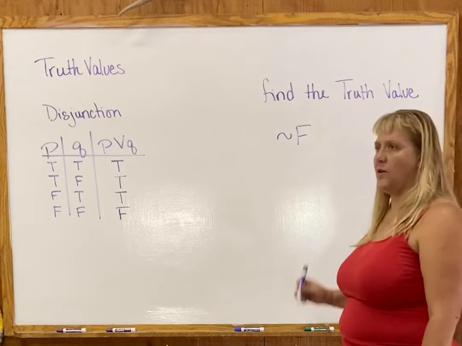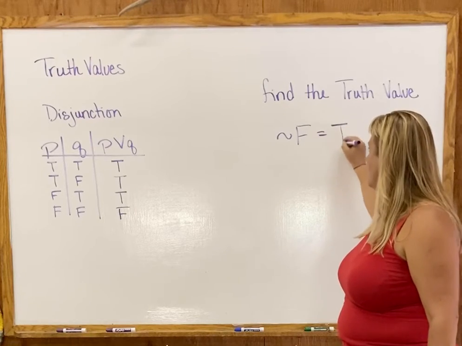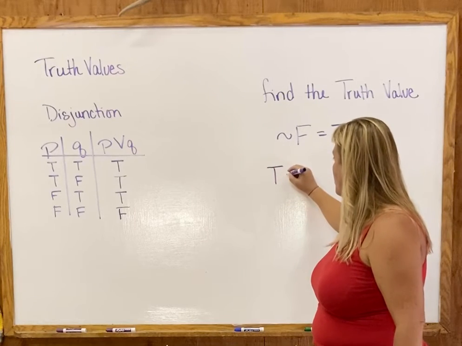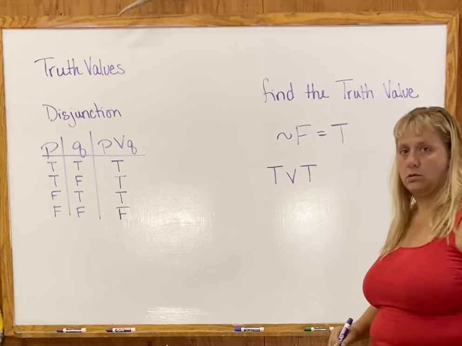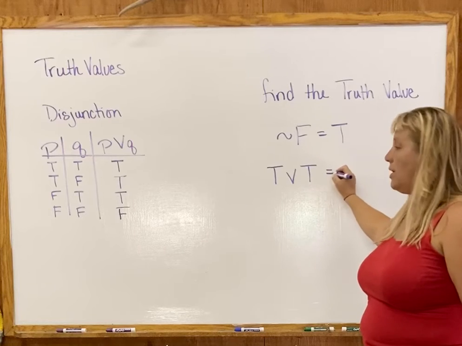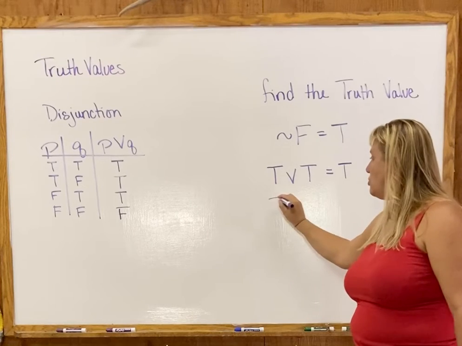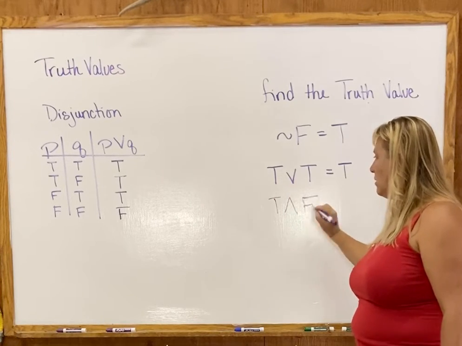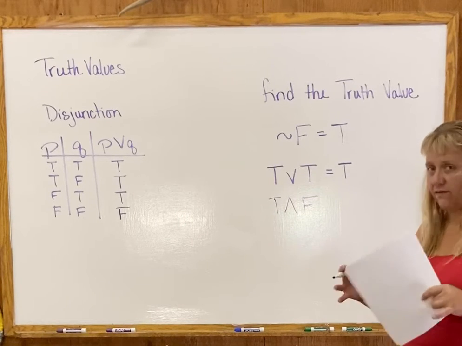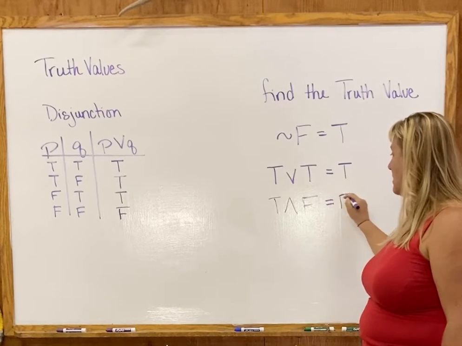So if we have not false, well, what would be another way to say not false? Wouldn't that be equal to true? What if we had true or true? Okay, so if one thing is true or the other thing is true, then together is it going to be true? And what if we had true and false? So remember, that word and is far more inclusive and far more special. So because there's some false to it, that means the whole thing is going to be false, right?